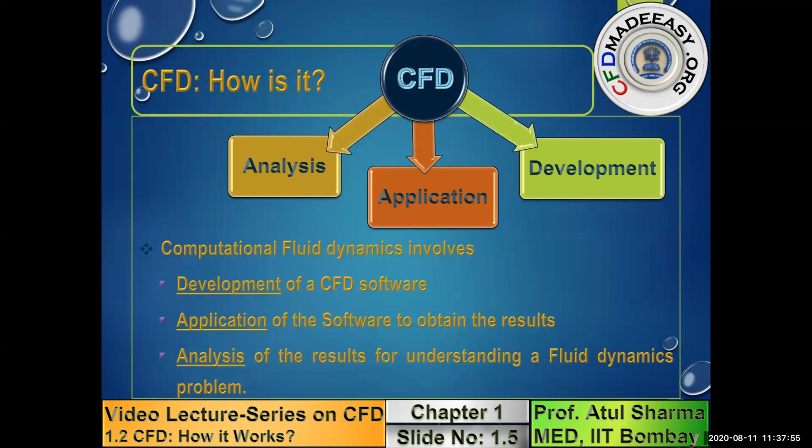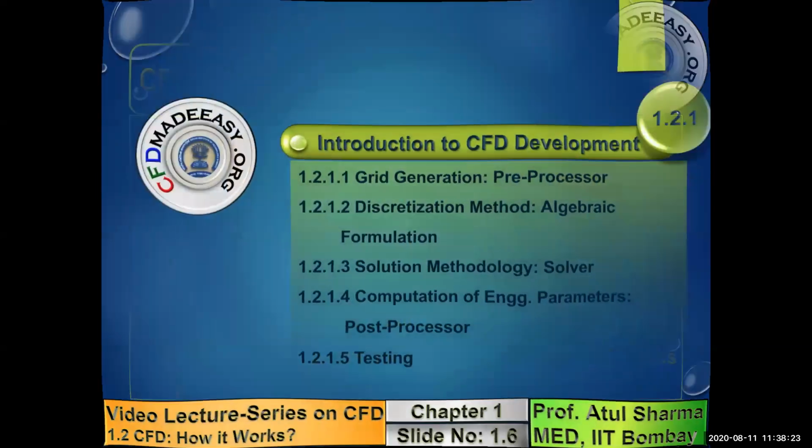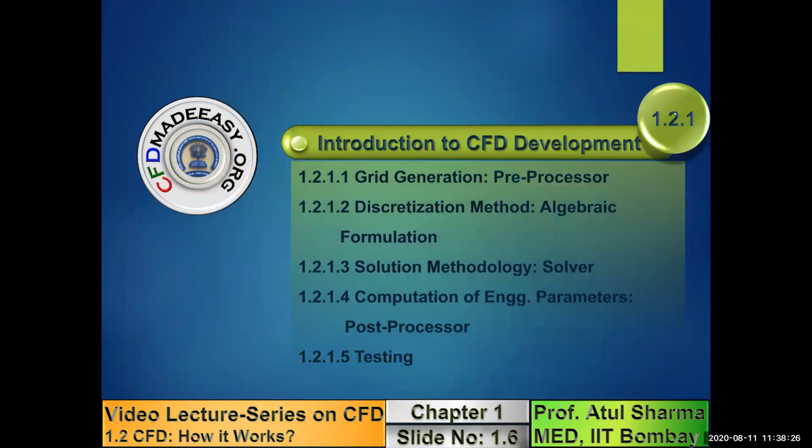CFD involves 3 things: development of CFD software, application of the software to generate big data corresponding to the results for flow properties and engineering parameters. And finally, we create 2 types of movies from this data: scientifically exciting movies and engineering relevant movies. And through those movies, we try to analyze these results for an understanding of a fluid dynamics problem. The CFD development basically consists of 5 elements which will be presented in detail.